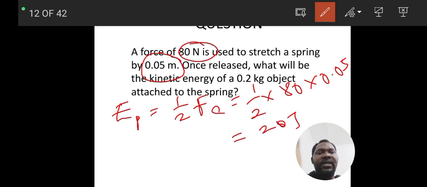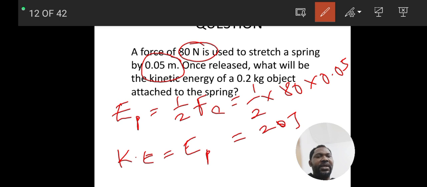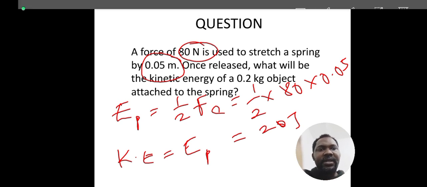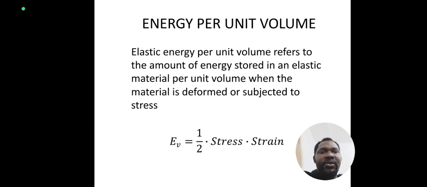Now, since energy is conserved, that means that the kinetic energy must be equal to the elastic potential energy, okay? And that is the answer, regardless of the mass, because it is the potential energy that will be converted to the kinetic energy. Okay, so that leads us to something else here, which is energy per unit volume.